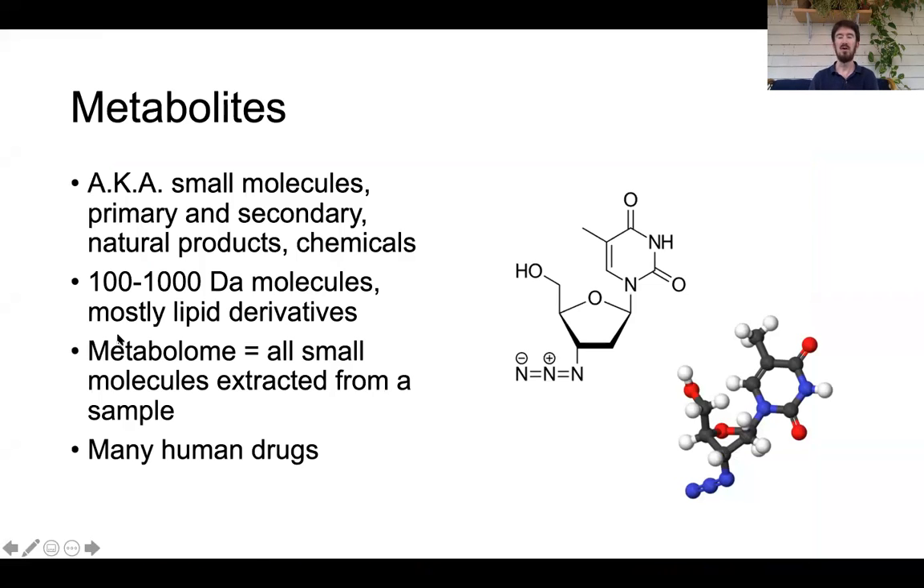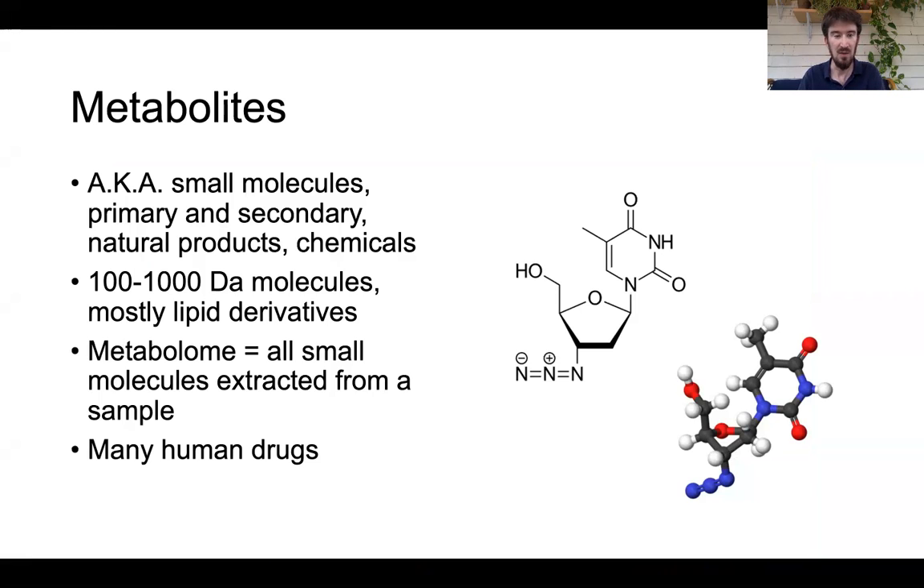So that we're all on the same page, when we're talking about metabolites, these are things that also can be called small molecules. You can think of them as primary and secondary small molecules. You may have heard those terms, or primary and secondary metabolites, natural products, or just chemicals. None of these groups are mutually exclusive, but they are all names commonly used to describe metabolites, and they are chemicals produced by biological organisms.